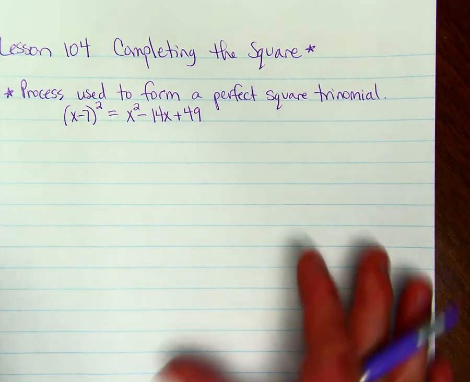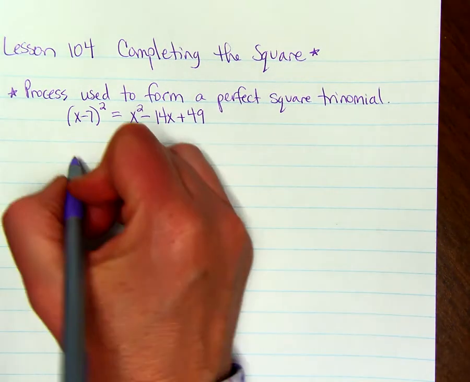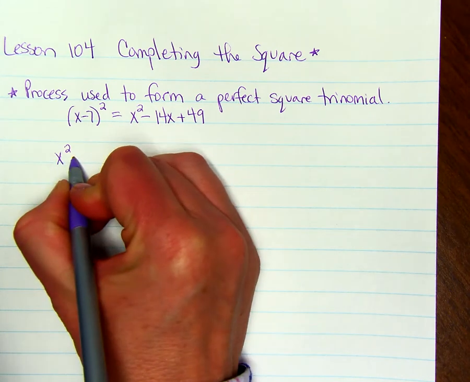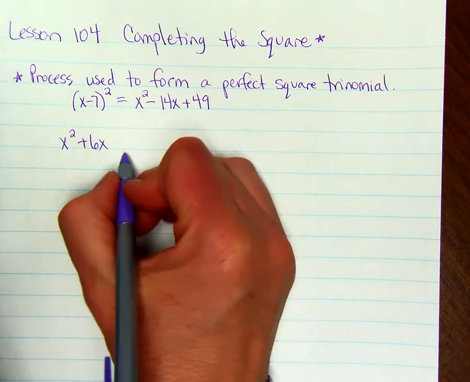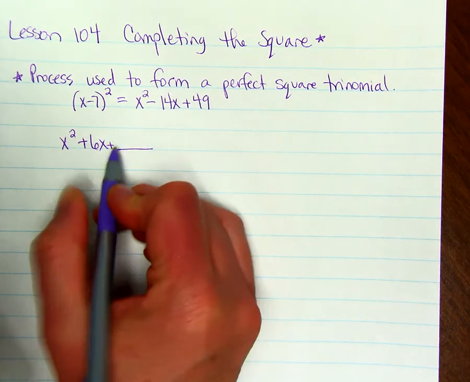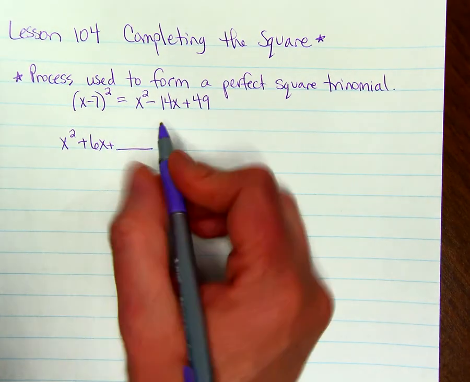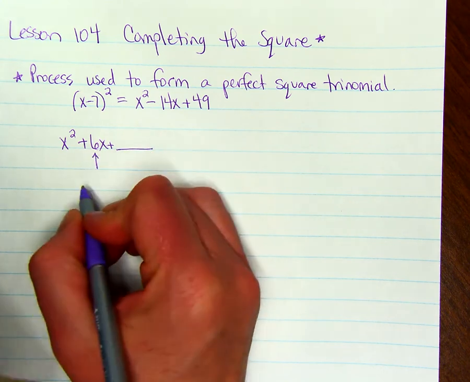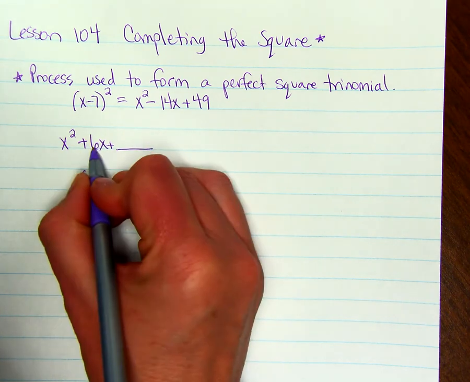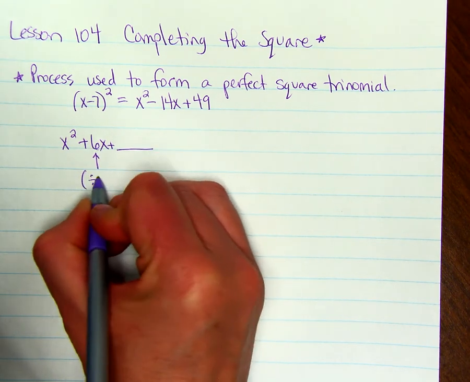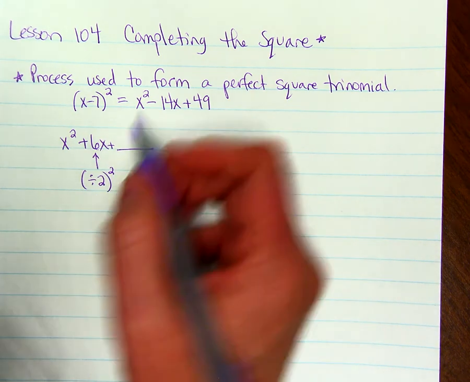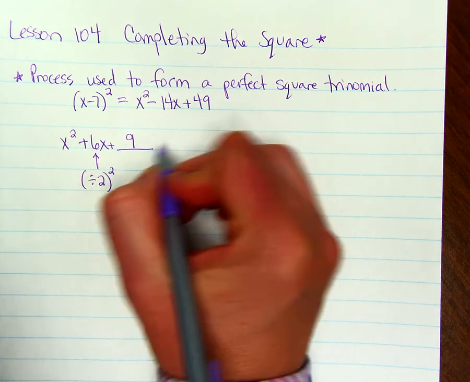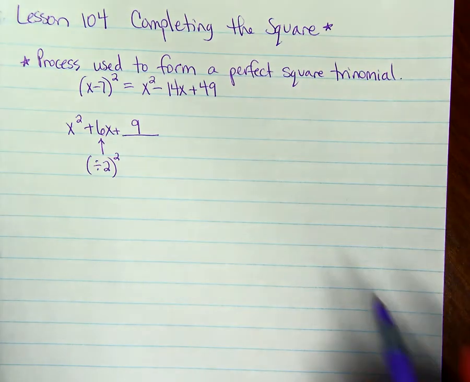So let's say we want to complete the square for this sum. What we're saying is we want a perfect square binomial. So what are we going to add here to make it a perfect square binomial? All you do is take this number 6, divide it by 2, and then square it. So 6 divided by 2 is 3, square it, and you get 9. So 9 is the number that was missing there.